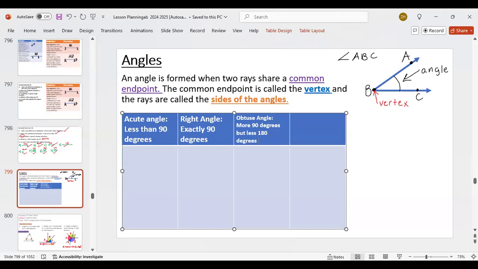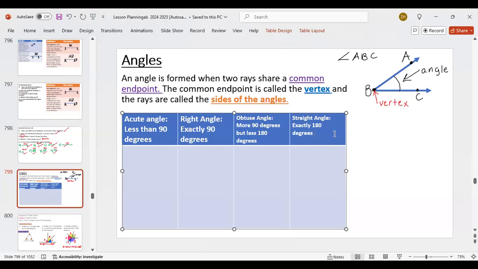Right? And then you have a straight angle. And a straight angle is what? Exactly 180 degrees. There's one more I didn't put.